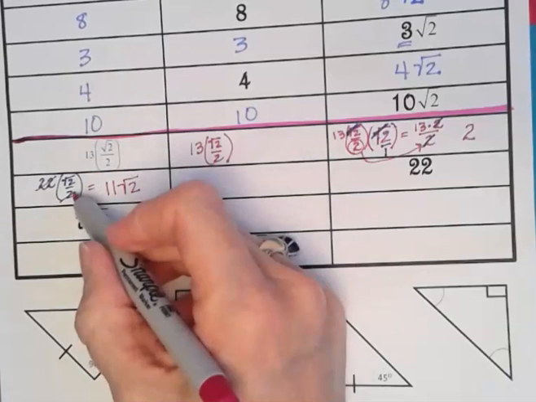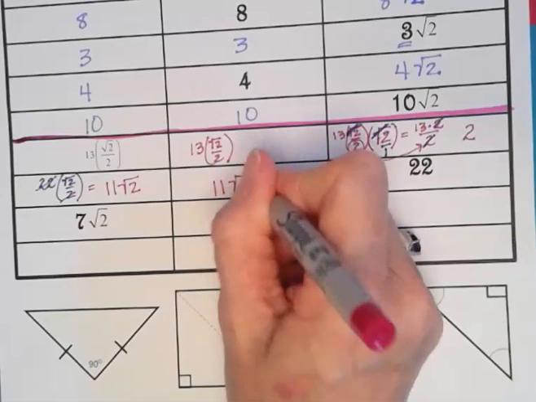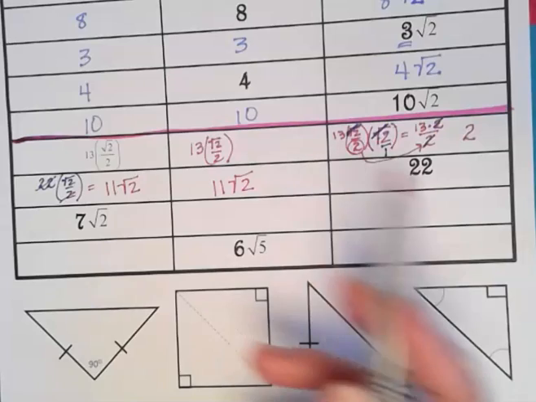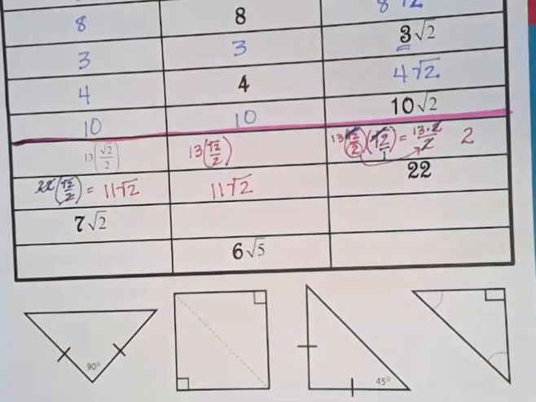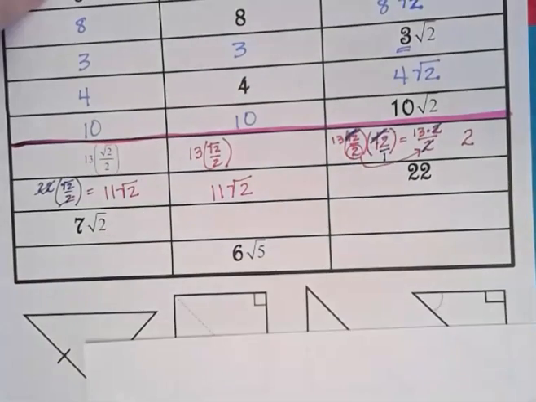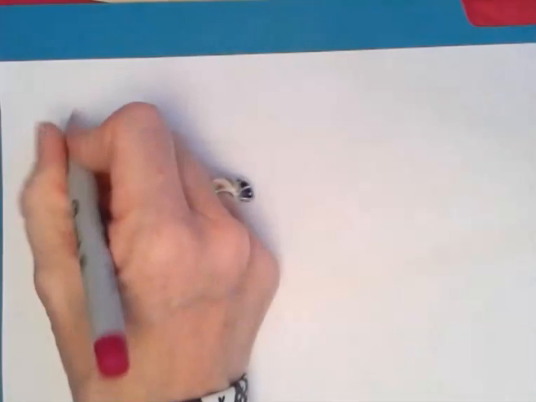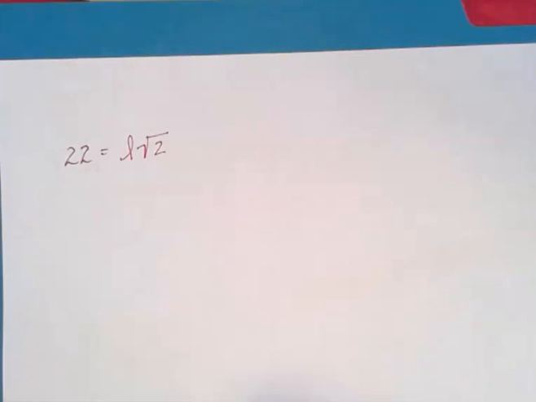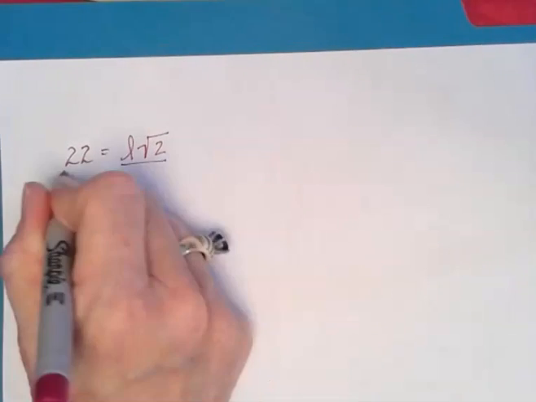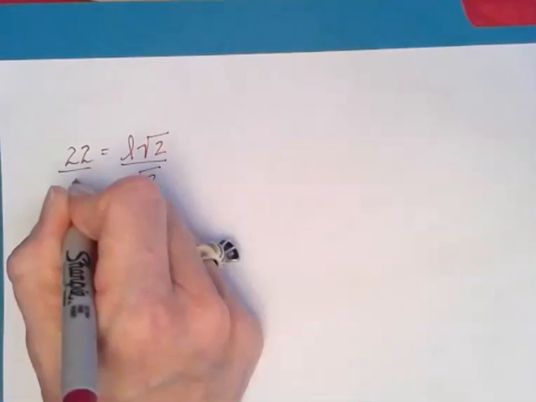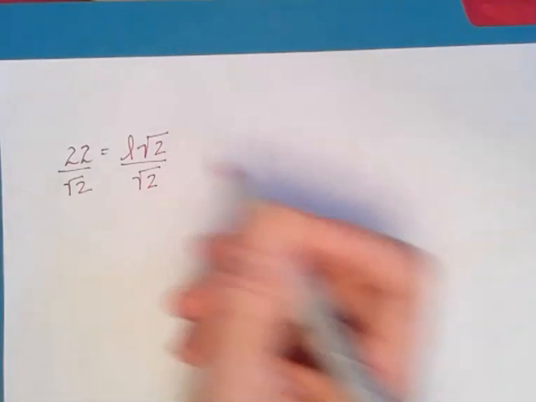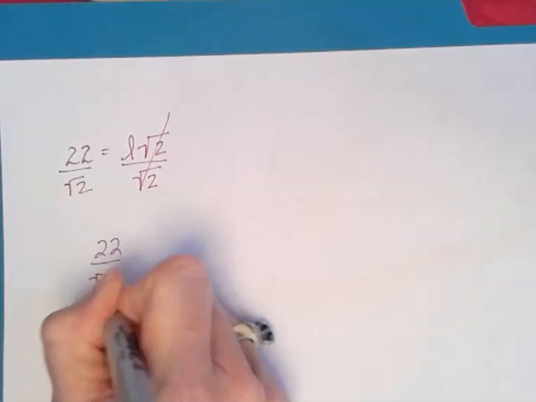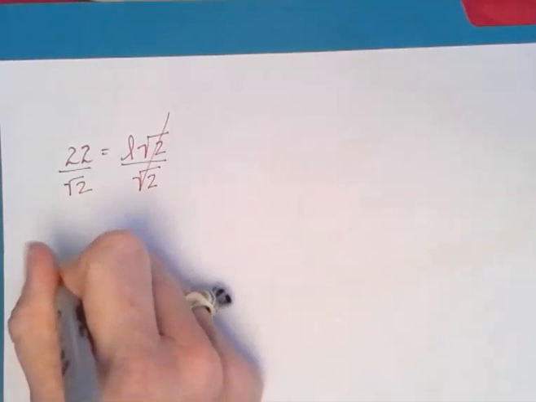If this is 11 square roots of 2, then this is also. You say, Mrs. Morris, how did you know to do this? So I'm going to walk you through the steps on how to rationalize the denominator. I know that 22 is my hypotenuse, and it equals L, whatever the legs are, times the square root of 2. So just like in algebra class last year, I divide both sides by square root of 2, and I end up with 22 over square root of 2 is what equals my leg.